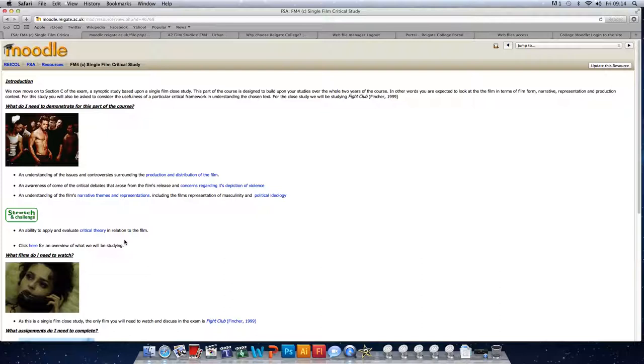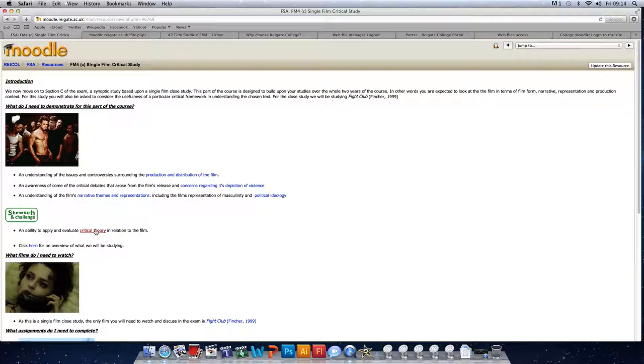So looking at it from an institutional perspective, looking at it in terms of its representations, narrative, film form, and also using perhaps critical theory as well, and to evaluate how effective that critical theory is in terms of discussing the film. So section C is probably the most challenging section, theoretically, largely because it is kind of introducing you to the sort of concepts you might do if you're doing a degree in film.